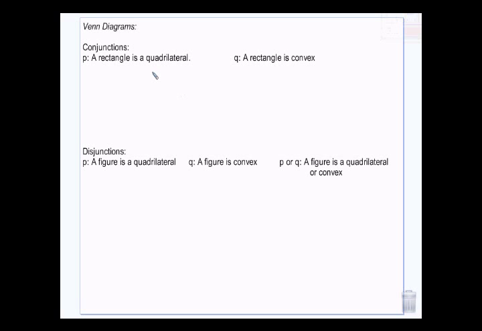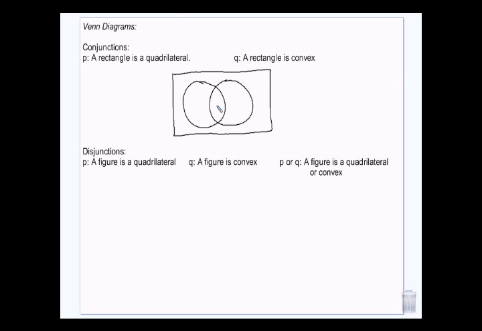What we have is, you start with a basic box, and you have circles that overlap. Okay.